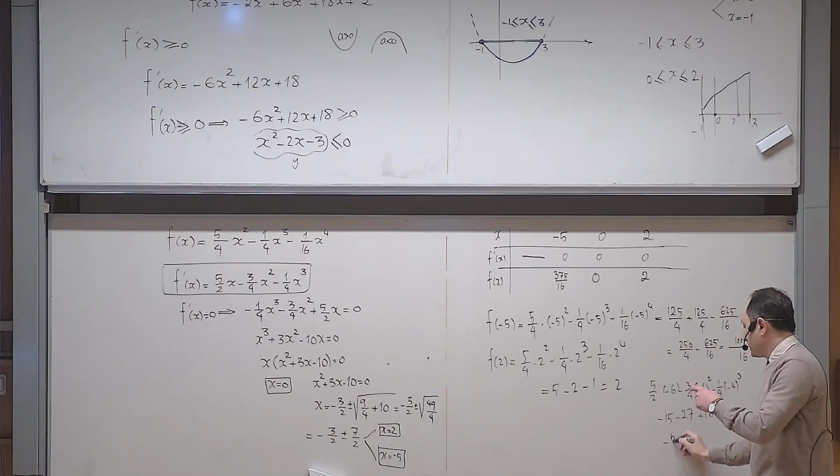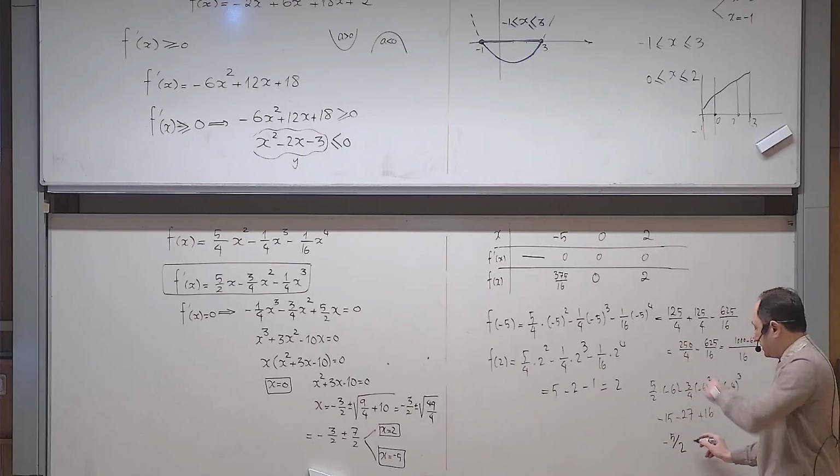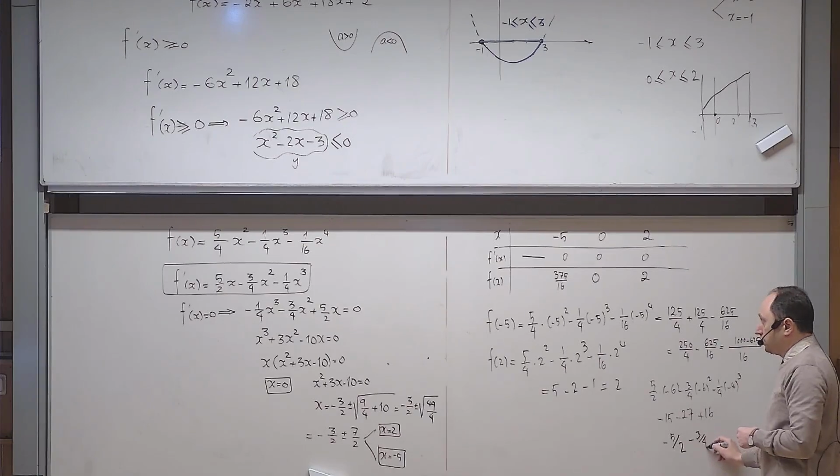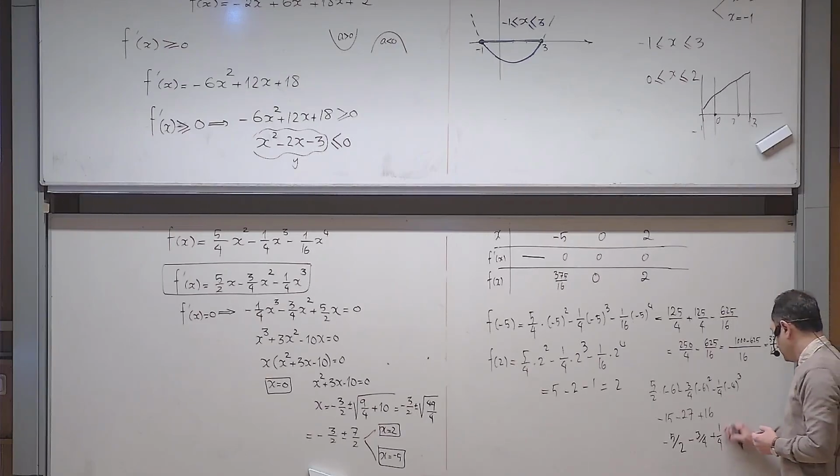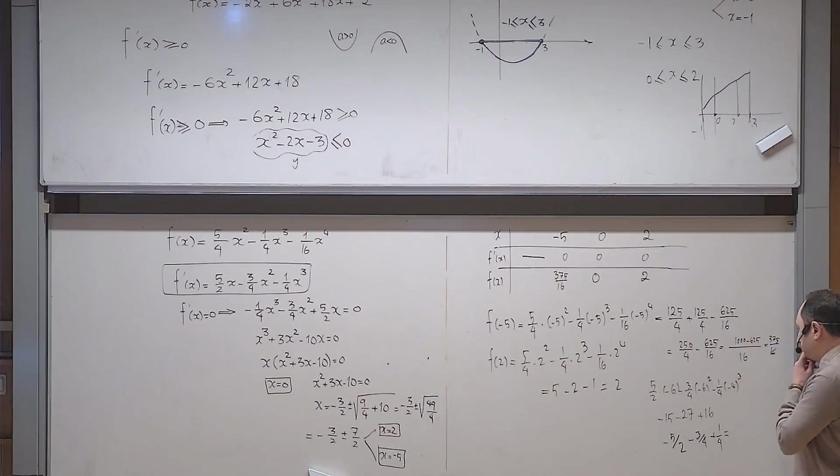So it becomes minus 5 over 2, the first one. The second one becomes minus 3 over 4. And the last one becomes 1 over 4. So again, it is negative, is it? Or positive? Did I do it right? Because that is a little bit strange. So let me double check.